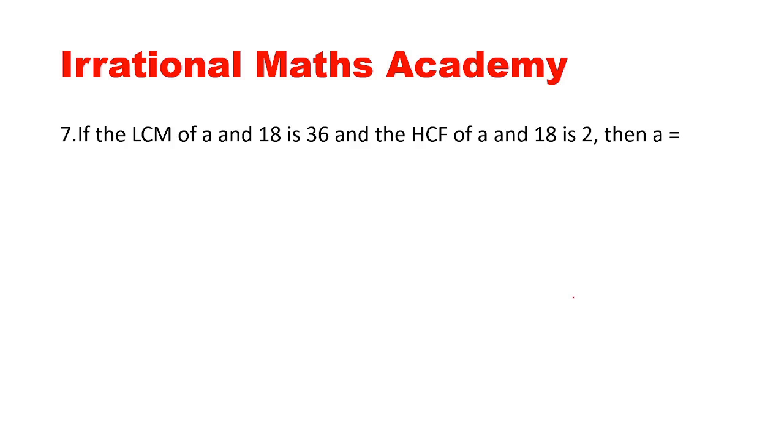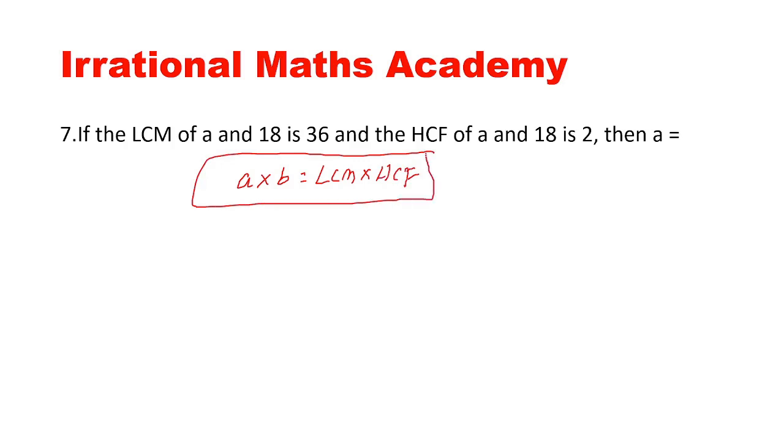So whenever you come across LCM, HCF and two numbers, what is the formula you have to remember? Product of two numbers, A and B, equal to what? Product of LCM and HCF. Out of 4, they'll give you 3 values and you have to find out the one value.